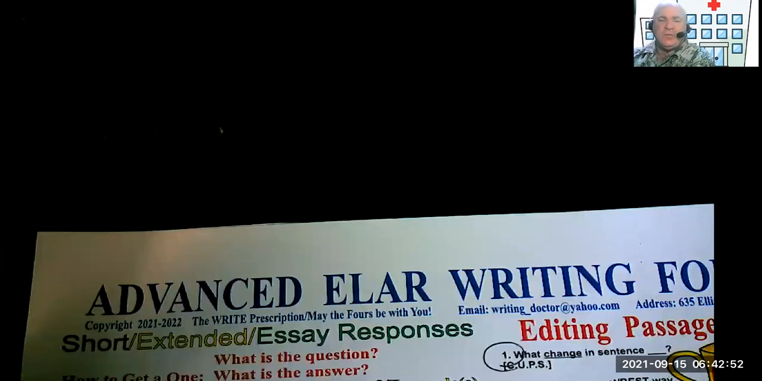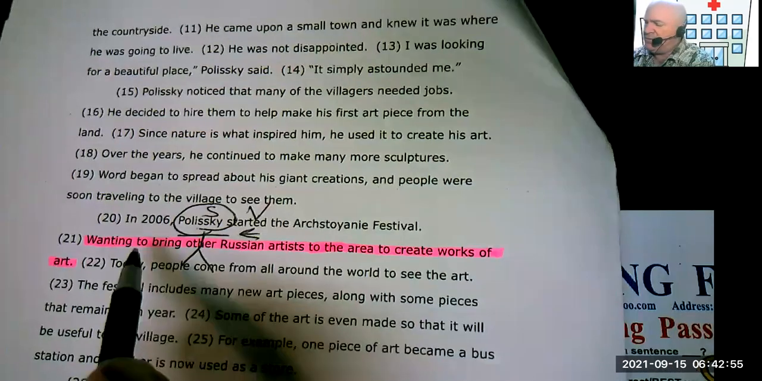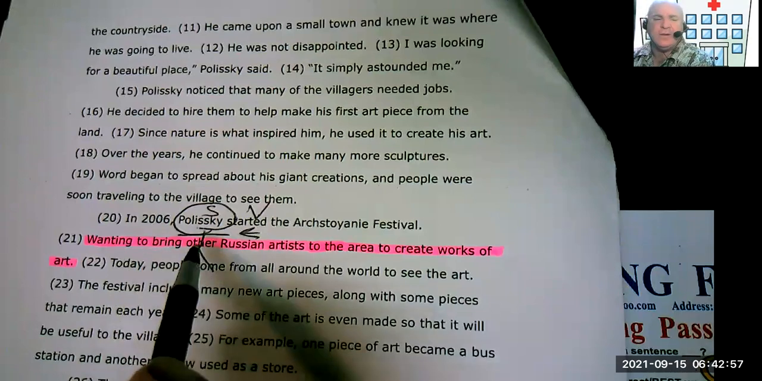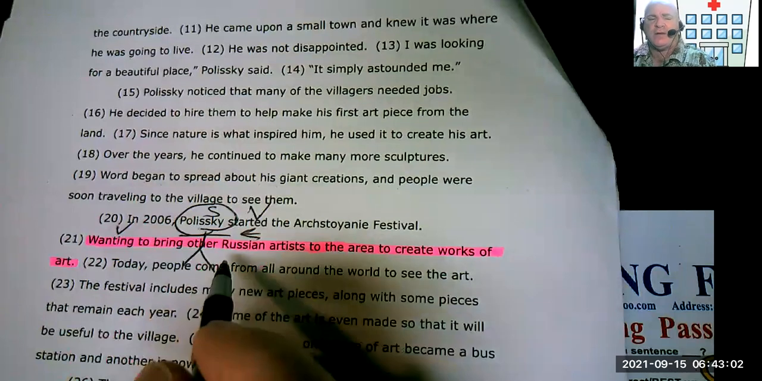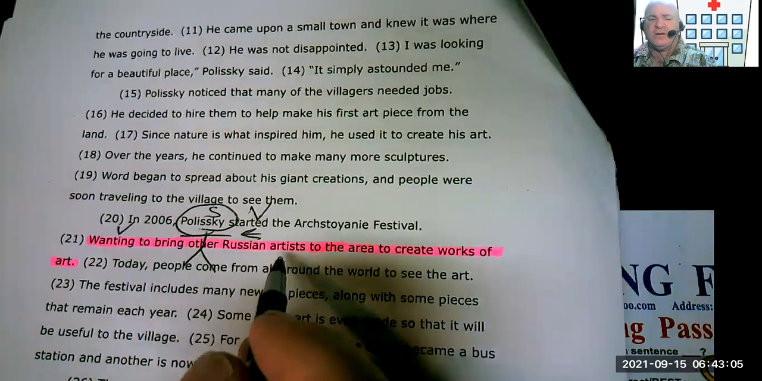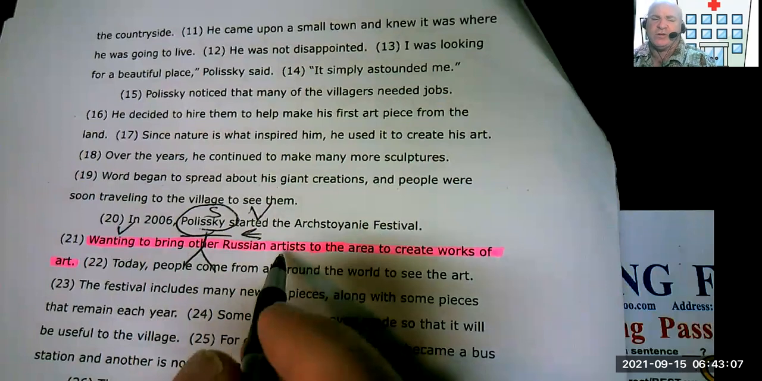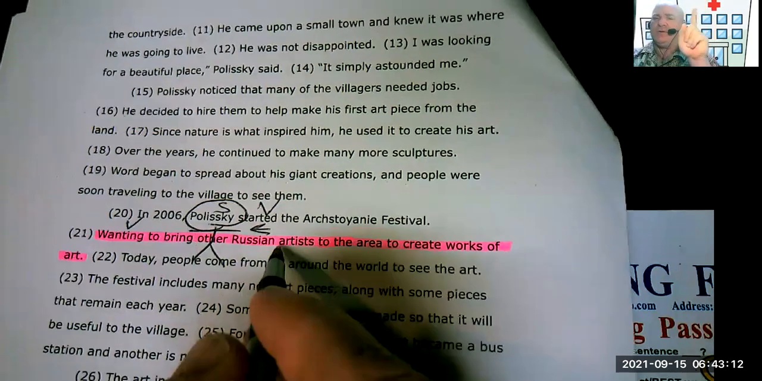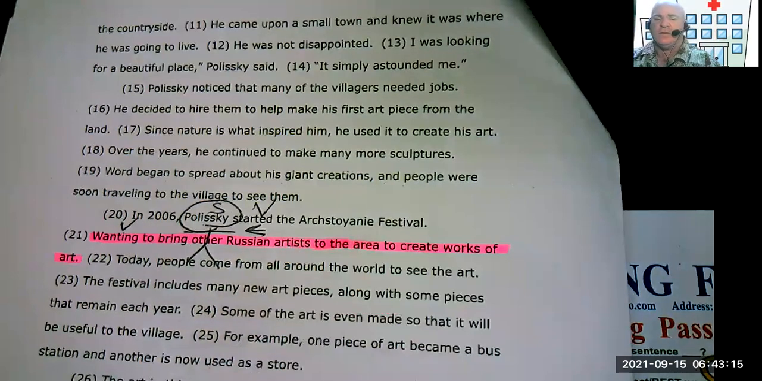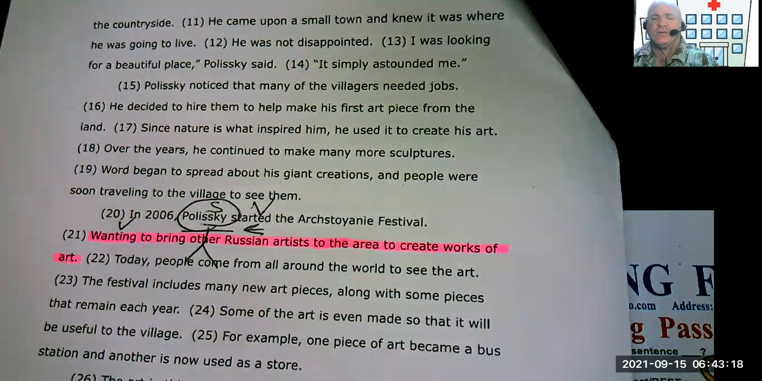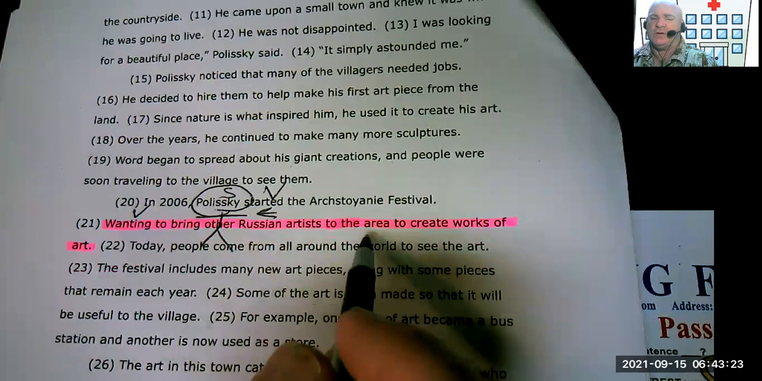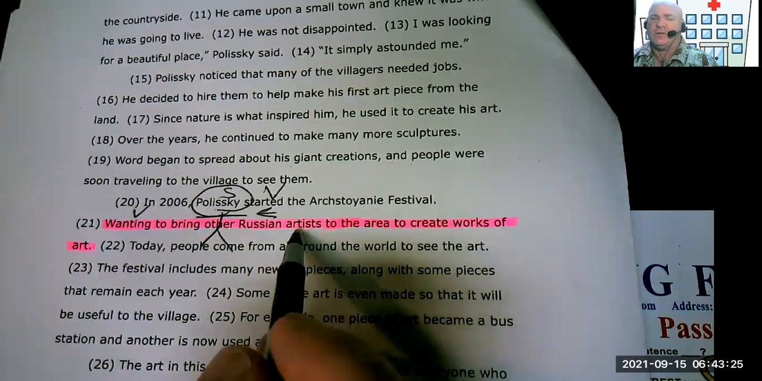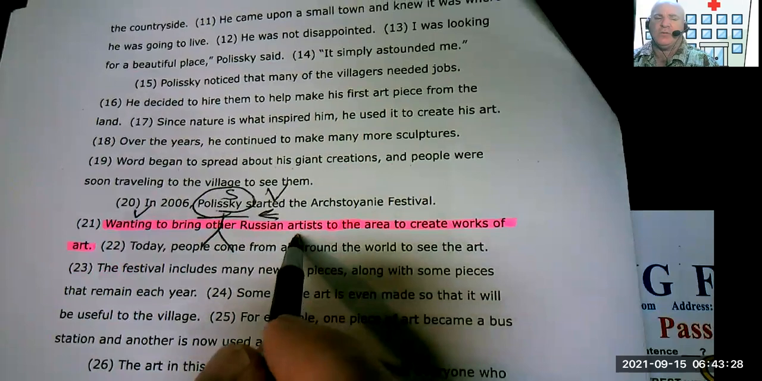Capital, wanting to bring, that's a verb. Somebody was wanting to bring other capital Russian artists. The reason I don't capitalize artists is they didn't say the names of the artists. So the teachable moment of instruction would be, what are some examples of some artists that create works of art? Since we're just using the word artist, we don't need a proper noun. We just leave it lowercase. To the area to create works of art.